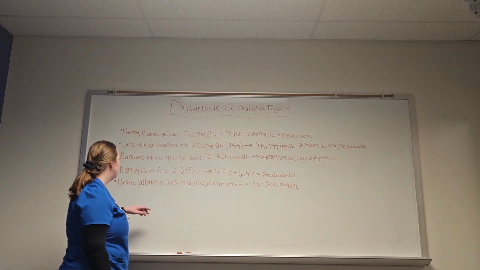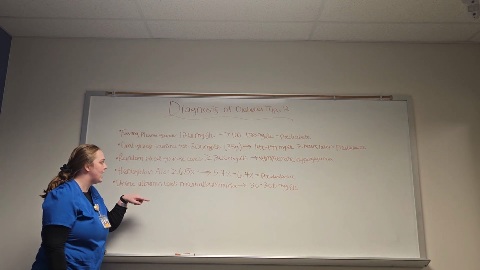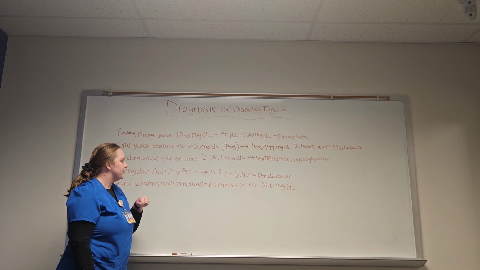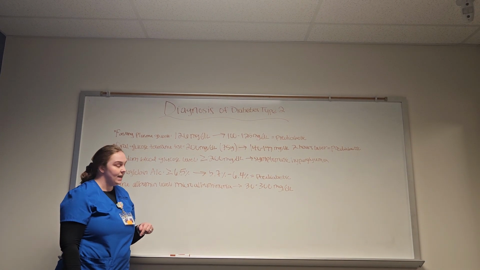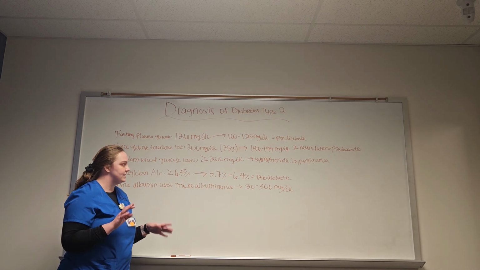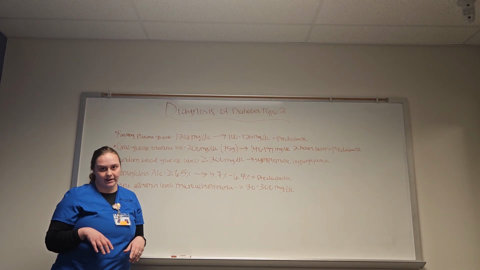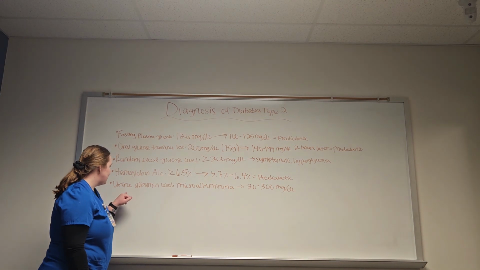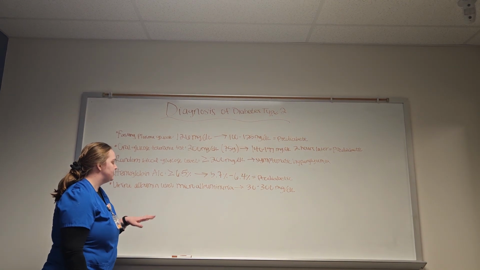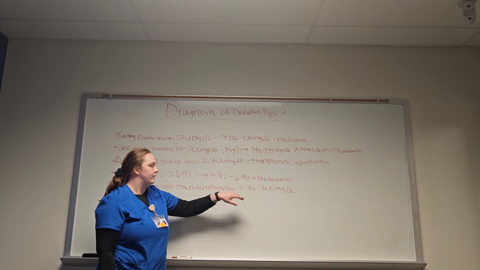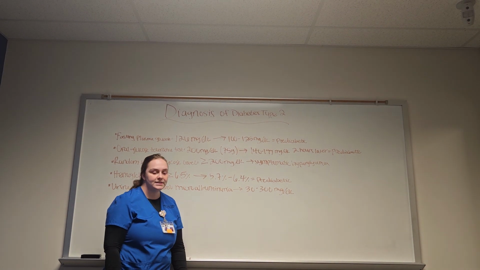And then hemoglobin A1C, we're going to have it equal to or greater than 6.5%. 5.7 to 6.4 is going to be pre-diabetic levels. And then urine albumin level is going to show microalbuminuria, 30 to 300 milligrams per deciliter.